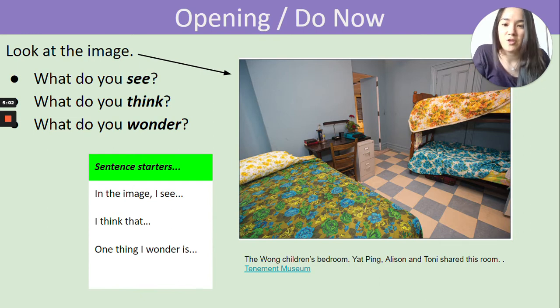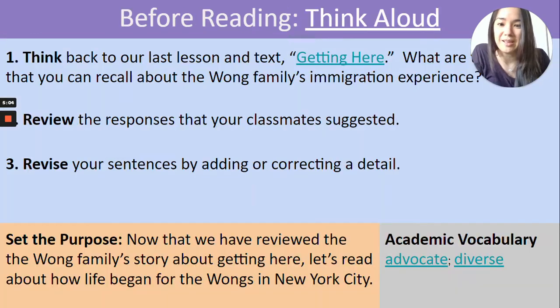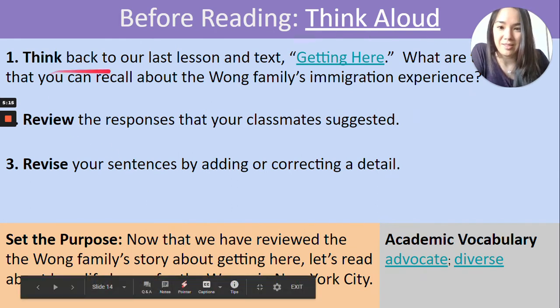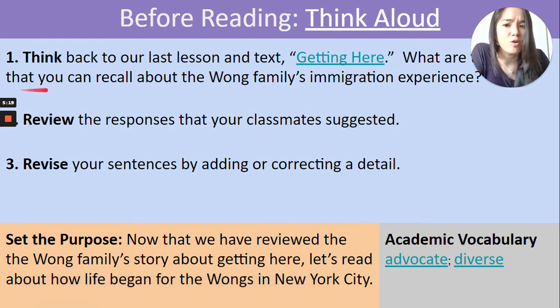Thank you guys so much for sharing your thoughts for our opening. So let's go into the before reading activity. Again, this is reminding us what we learned from the last session about the Wong family. Thinking back to the last lesson and the text Getting Here, what are some things that you can recall about the Wong family's immigration experience?